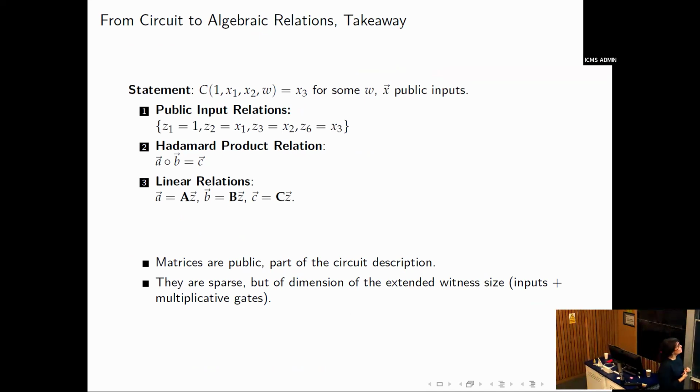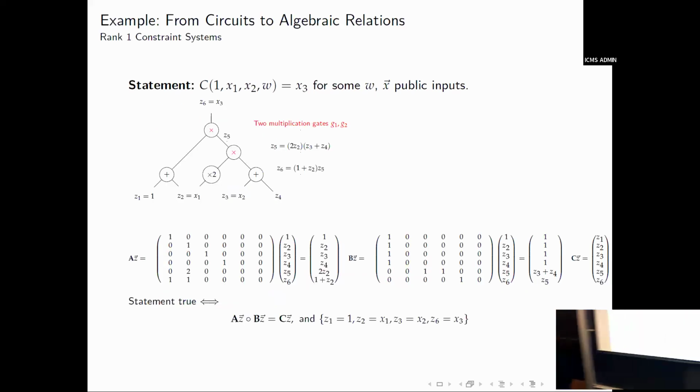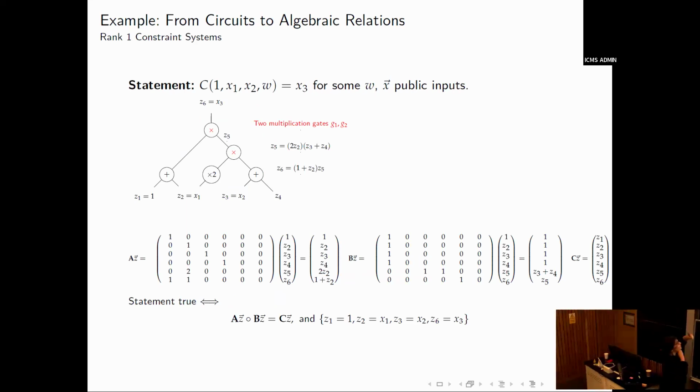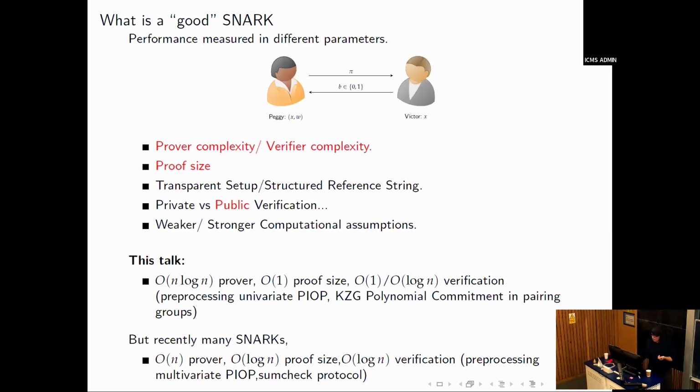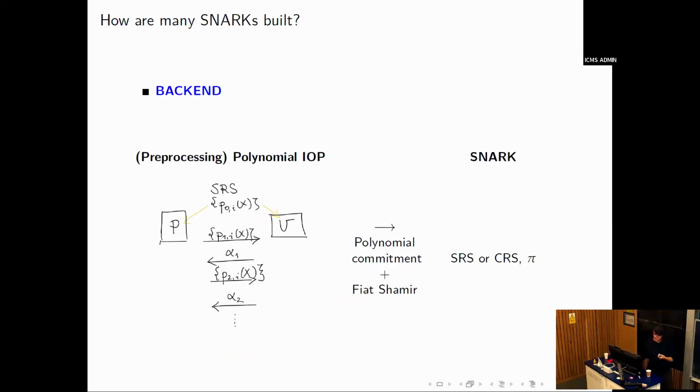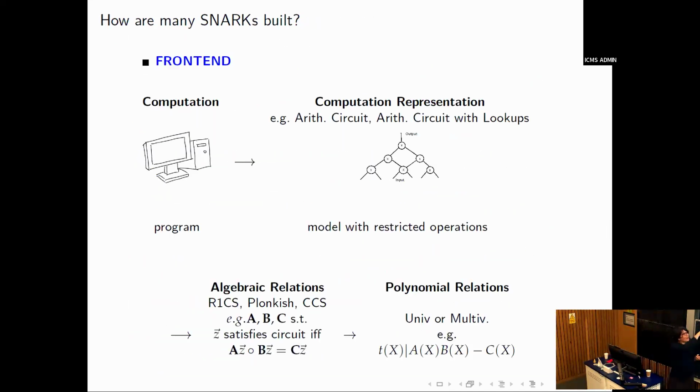In fact, what we really want to prove are relations of this form. So we want to prove statements like this. As I said, there are several. When we start with a computation, we always write it in a restricted model.